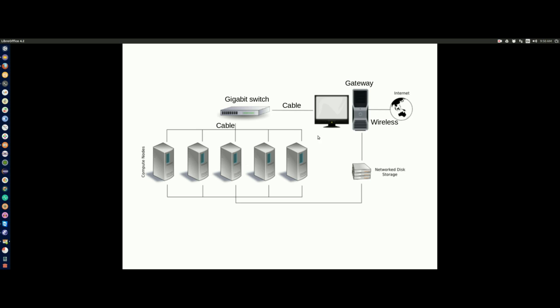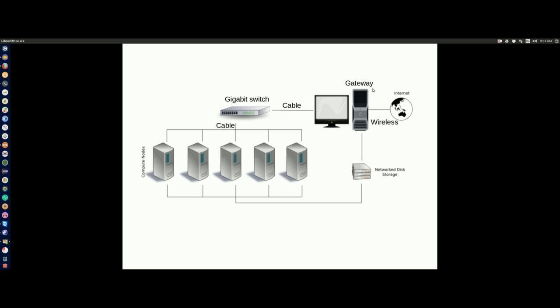The target configuration we'll try to come up with looks like this. This is a diagram that shows how the different components of our cluster are connected. So we have several computer nodes. In fact, I have two computer nodes. And those computer nodes are connected using Ethernet cable to a gigabit switch. And I'm going to show you pictures of a gigabit switch later.